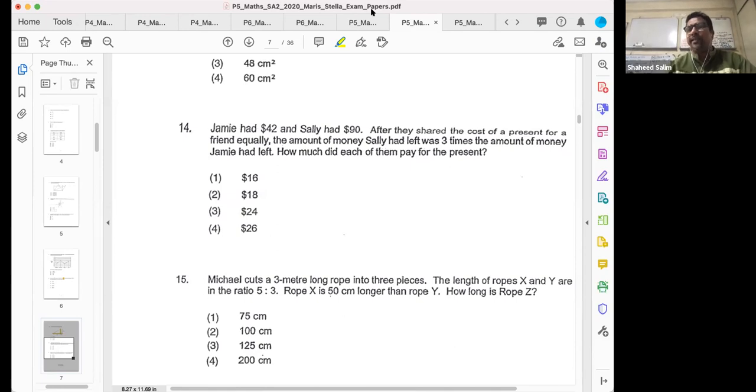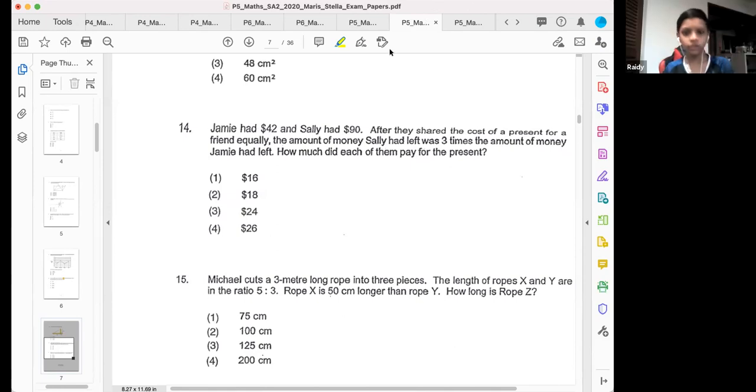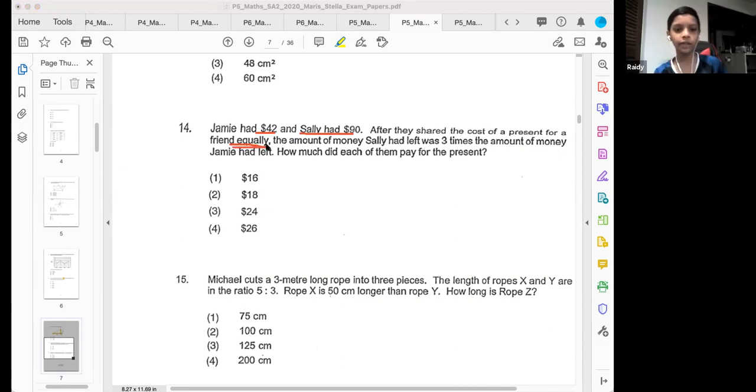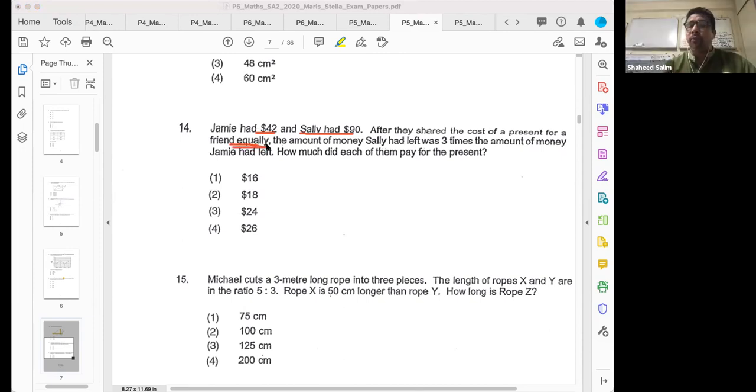Okay, come on. I know question 14 is a little bit tough. We read together. Now there are two persons, Jamie and Sally. They have different amounts of money, but they are going to pay for the present. Before that, we understand the question first. We might have to draw a model so that it's easier. So now they are going to share the cost of the present equally.